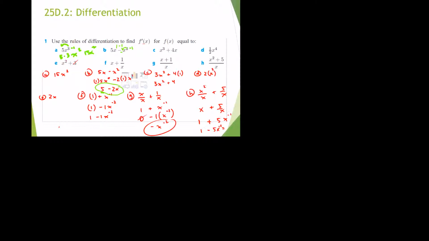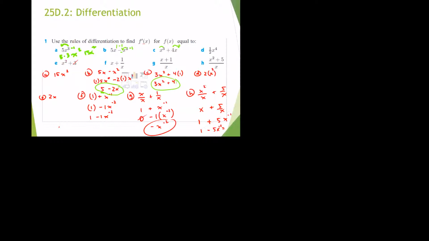Look at the next one, same process again, drop the 3. So this will become 3 times x squared. Same process again, this will drop and become 4 times 1. X to the 0 power is going to be 1. So this comes out to be just 3x squared plus 4.